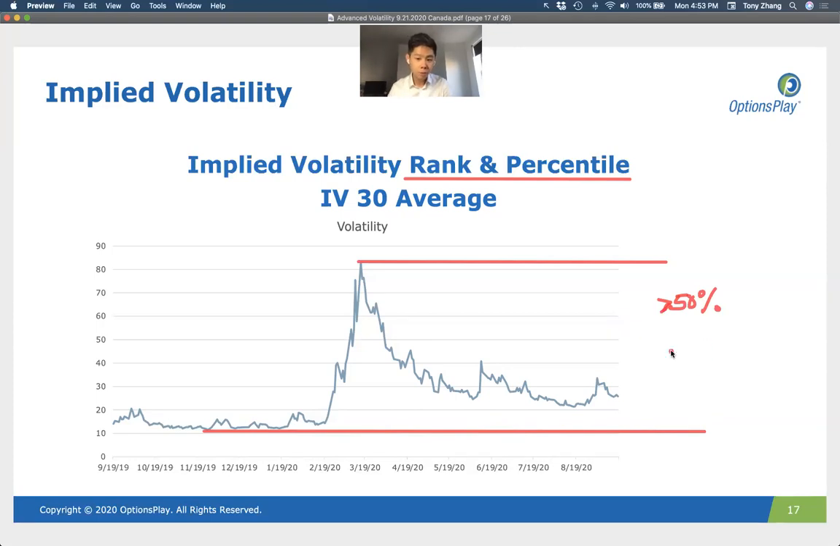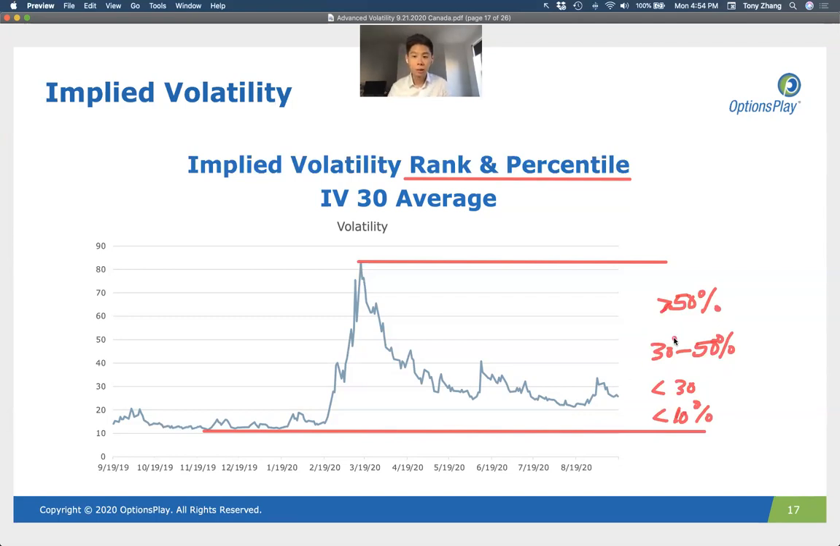is cheap. When volatility is between 30 and 50 percentile rank, this is usually where it's elevated but not extreme. Anything below 30 is normal. Anything below 10 is extremely cheap. Those are the general levels that most traders would pay attention to.